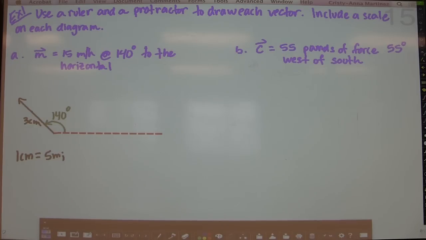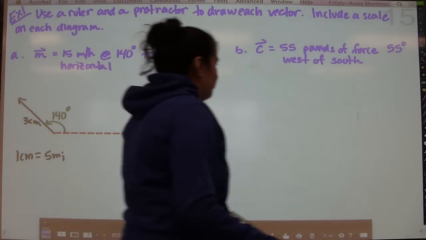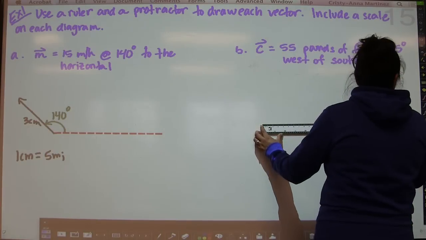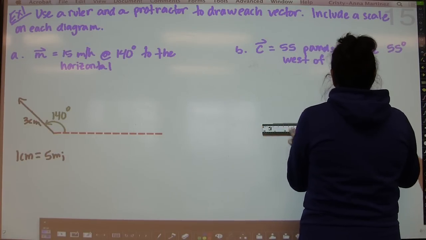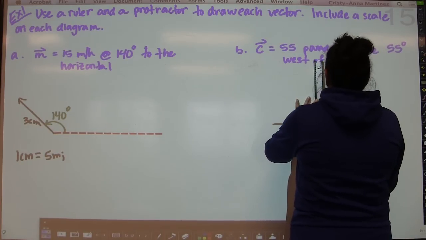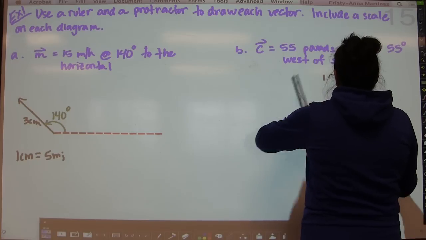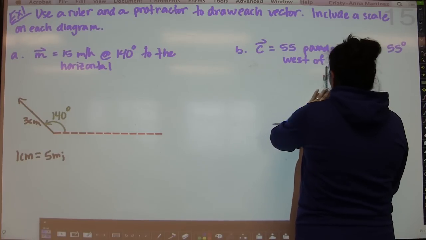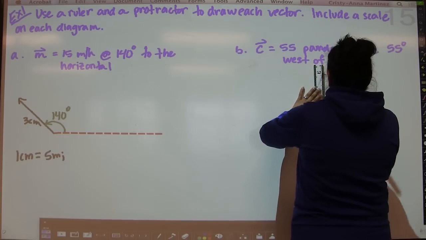All right, so now we're going to go to part B. In part B, you're going to need the north, east, west, south kind of situation happening. So let's do that first. Let's go ahead and draw in our compass here. Oops, didn't get it all. I love when that happens.